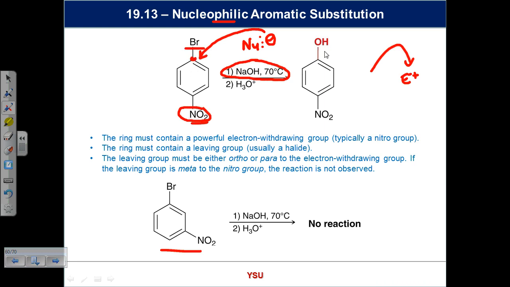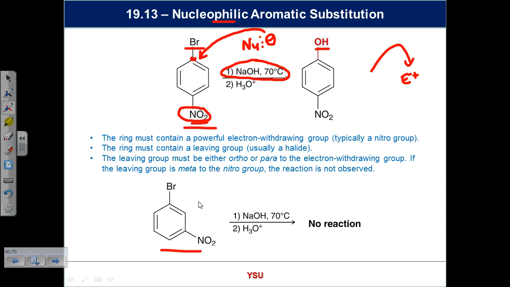The Br has been lost, and it's been replaced by the nucleophile. In this case, it happens to be hydroxide. So for nucleophilic aromatic substitution, it is absolutely key to have this group there. That will serve as a place to put electron density temporarily in the intermediate, to stabilize the intermediate and allow the reaction to happen.